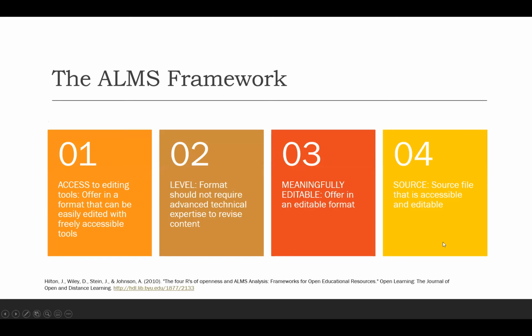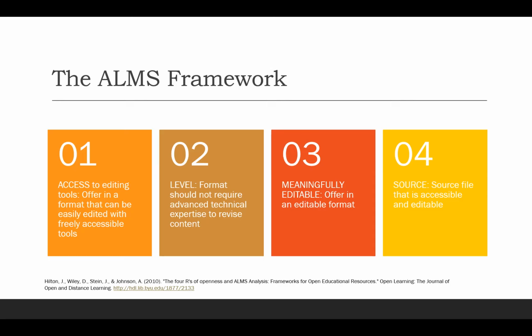And some of these might seem duplicative, and you might wonder what's the difference between some of these? But they all have to do with different types of editability. So the first one, access to editing tools. You want to be able to offer the OER in a format that can be easily edited using tools that people normally have, right? So that might be something like just OpenOffice or LibreOffice, something that everybody could access and edit online. Some things like PDFs require you to have a PDF editor, that's a bit more of a lift, but not undoable for most people.